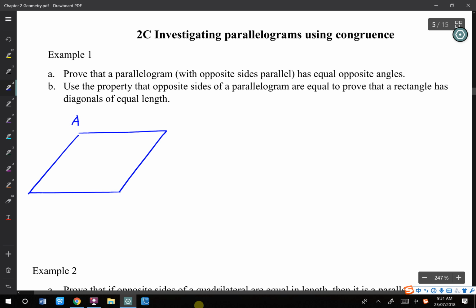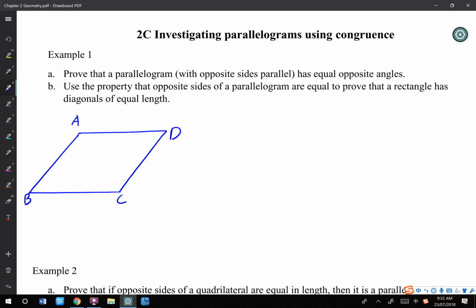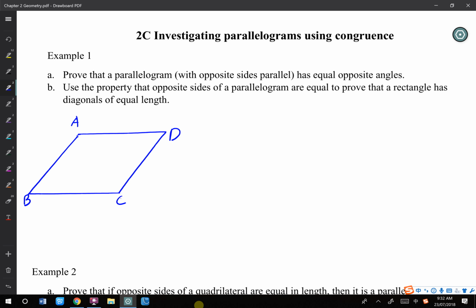Okay, when we label things, clockwise or anti-clockwise doesn't matter, but you need to label all your letters in one particular order, like A, B, C, D, or A, D, C, B. It needs to be in order. So I label it anti-clockwise, A, B, C, D here. So what do I know?